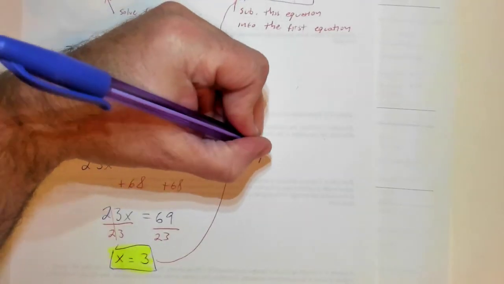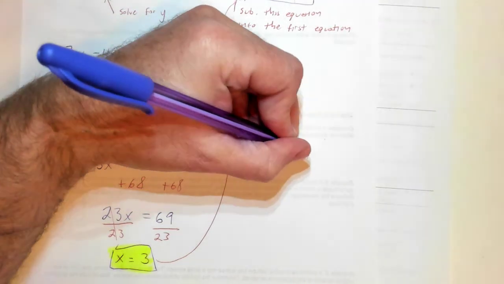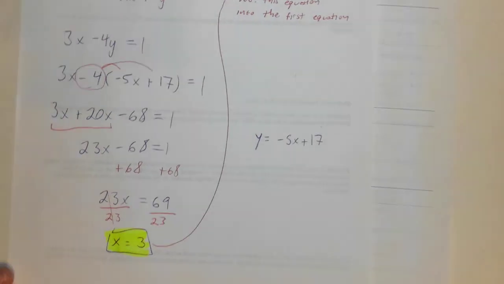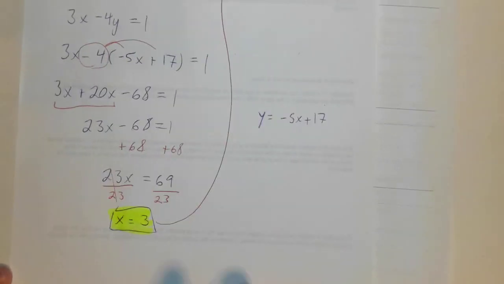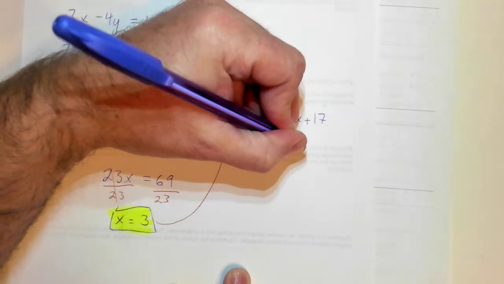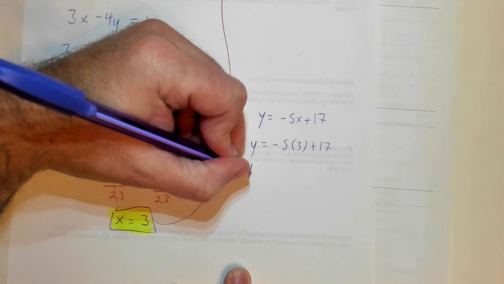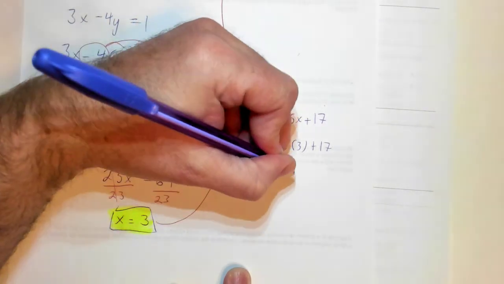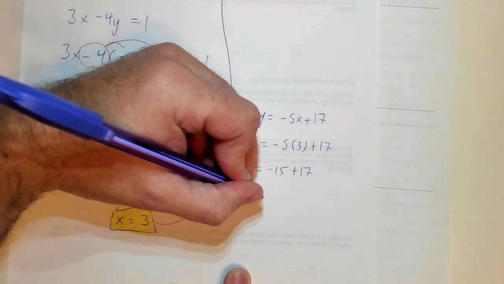Okay? So, y equals minus 5x plus 17. I just rewrote it so we see it all in one spot. Y is equal to minus 5 times 3 plus 17. Y is equal to minus 15 plus 17. And y is equal to 2.